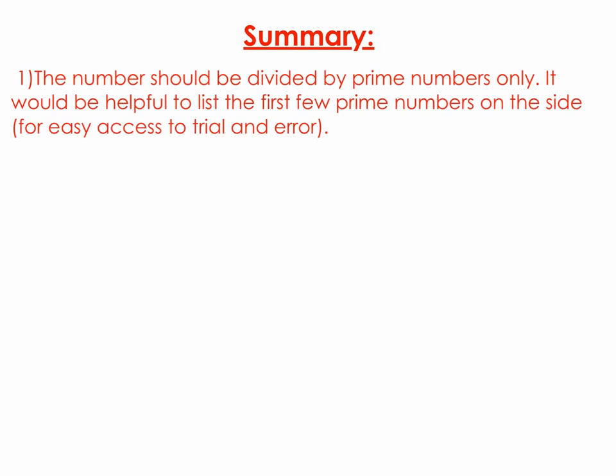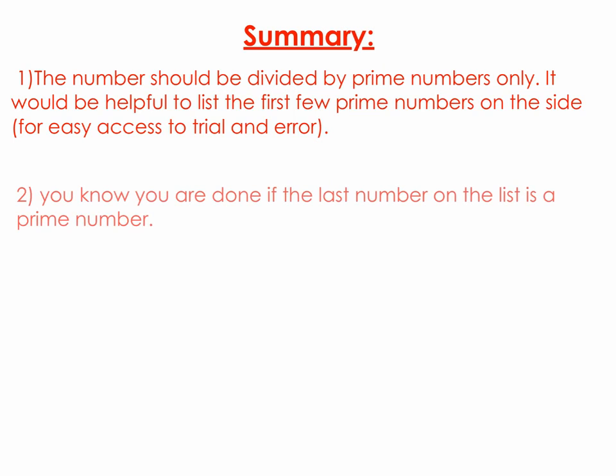To summarize the division method, the number should only be divided by prime numbers only, and it would be helpful to list the first few prime numbers on the side so you can trial and error as needed. You know you're done if the last number on the list is a prime number.